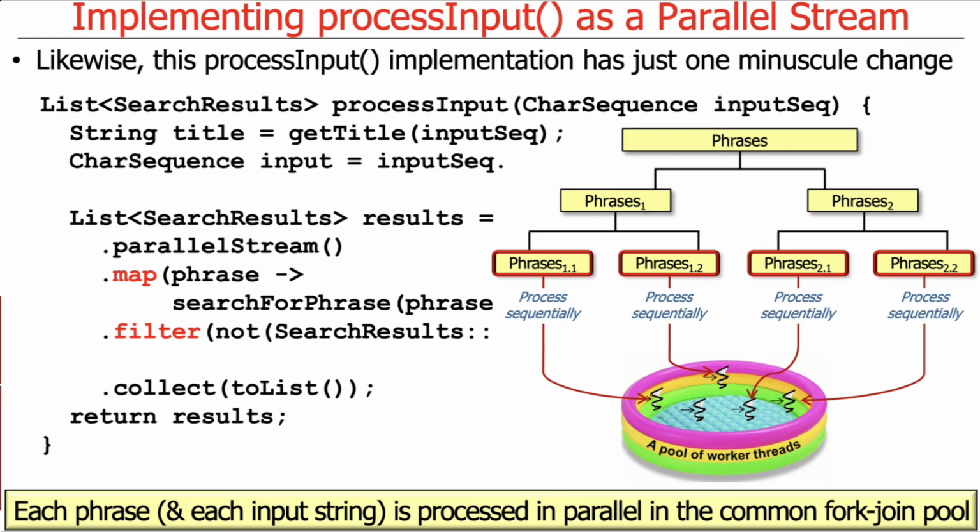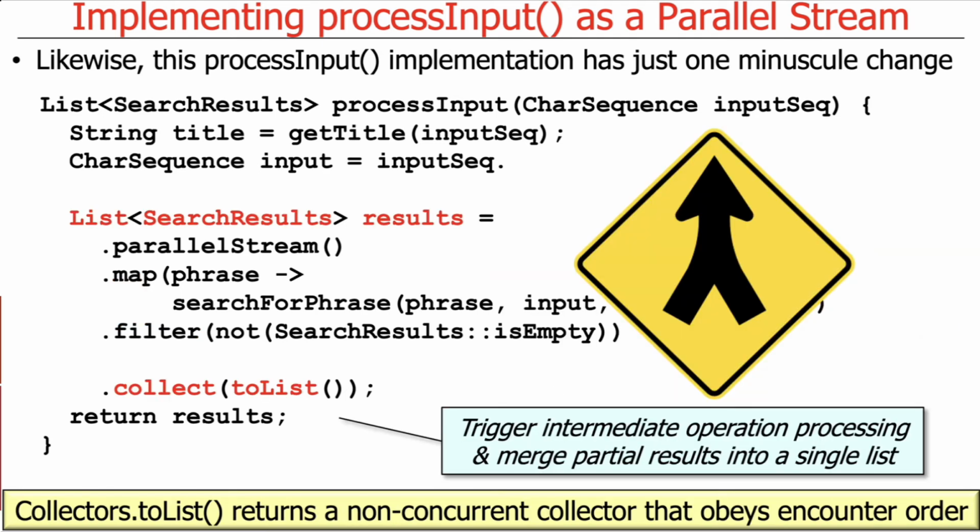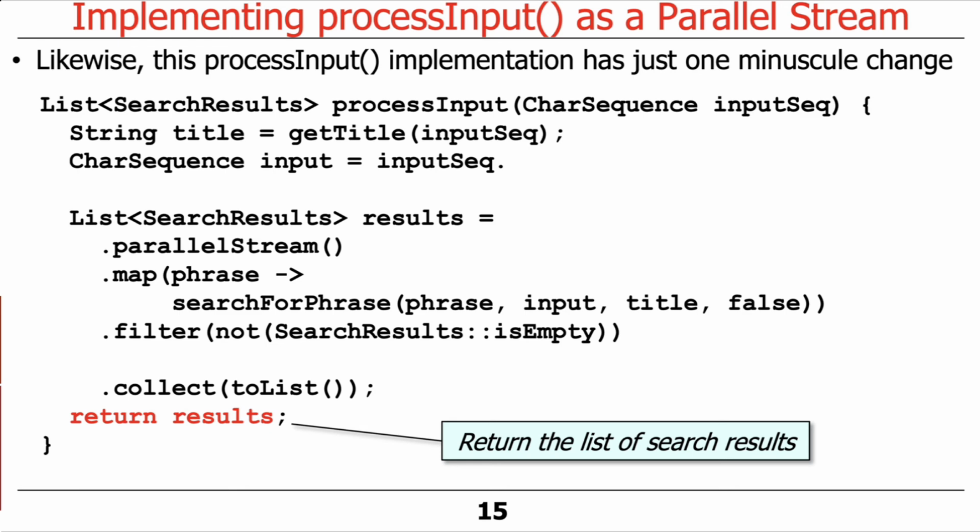So then, as you can see, these operations are going to be run in parallel. The searching and the filtering will be done in parallel with the different elements in the common fork join pool. And keep in mind that filter will be used to get rid of things that don't have search results, or have an empty search result. At the end of this, we're going to collect the results into a list. So we stick it into this list of search results, which again uses the non-concurrent collector that obeys encounter order, and so on. And then we return the list of search results here, which could be empty or not, but that's what gets returned.